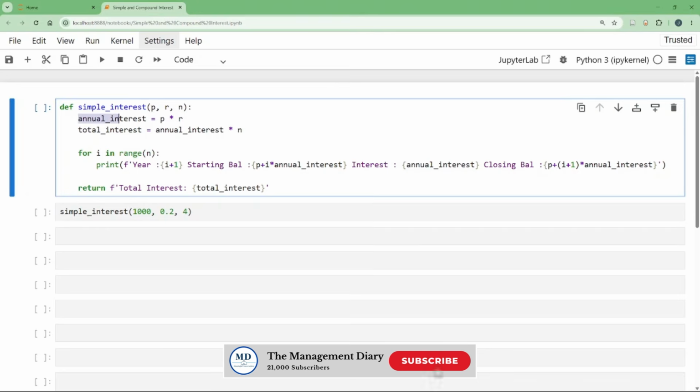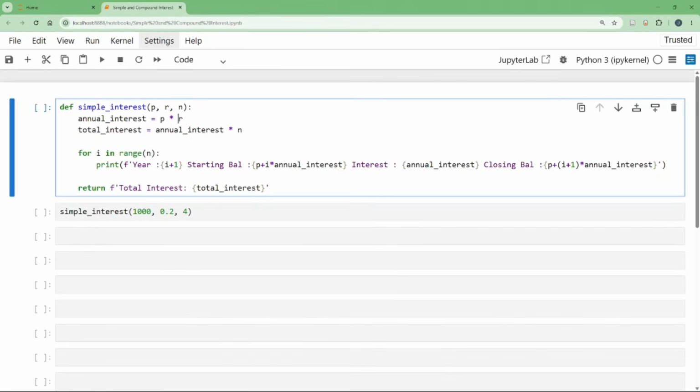The annual interest for the simple interest is the principal multiplied by the rate, and I have already explained that. And the total interest is going to be each year's interest multiplied by the total number of years. So technically, this is the only thing that you need. But now I want us to be able to see the breakdown per year. So for each year, the balance at the start, the interest, and the closing balance.